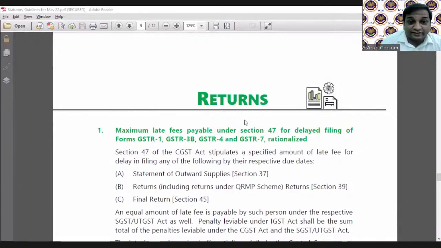We need to quickly close. We need to quickly close actually. So what is the late fees which has been rationalized?